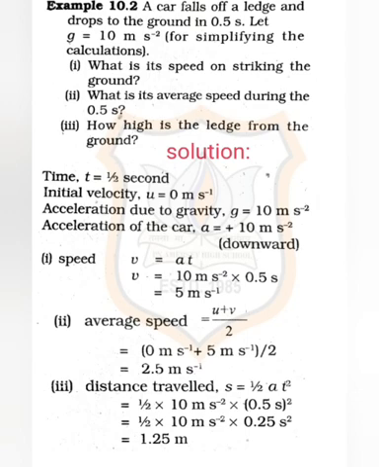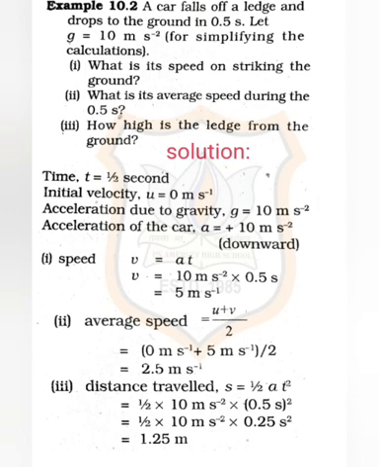And the last one is distance travelled. For distance travelled, the second equation of motion, s is equal to ut plus half at square. So we can write half into u, which is 0, plus half at square, which will be half into 10 meter per second square into 0.5 second whole square, because t square. And on solving we will get 1.25 meter.